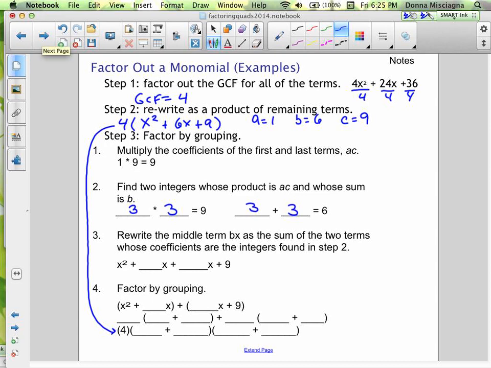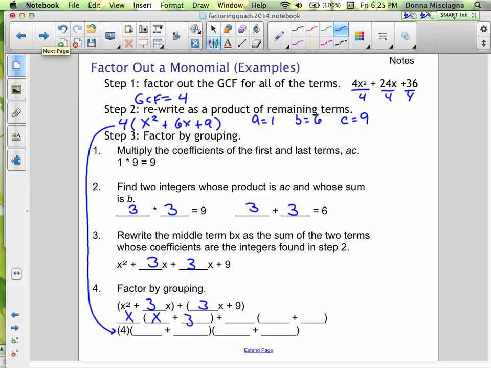Right, so we're going to replace that 6x with a 3x and a 3x. First two are a group, second two are a group. Right, so we'll factor out our greatest common factor. Greatest common factor from x squared and 3x is an x. Right? So x squared divided by x would give us x. 3x divided by x is 3.